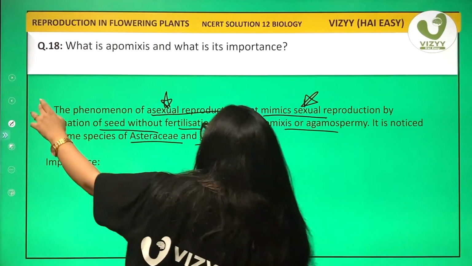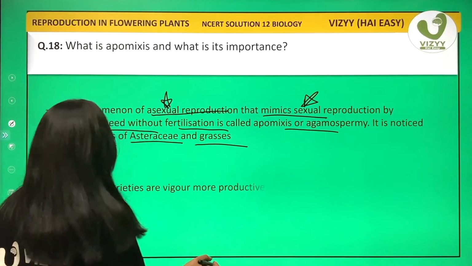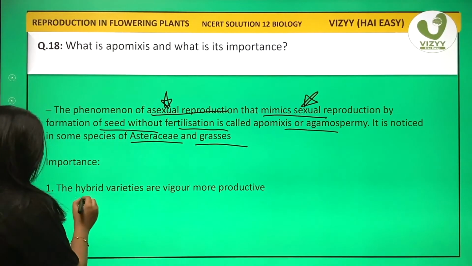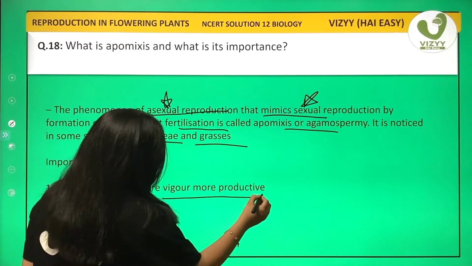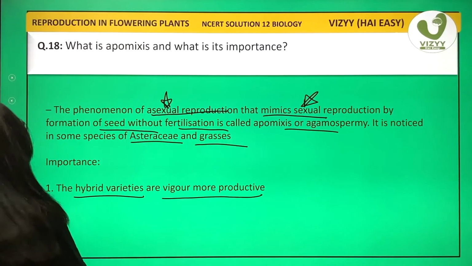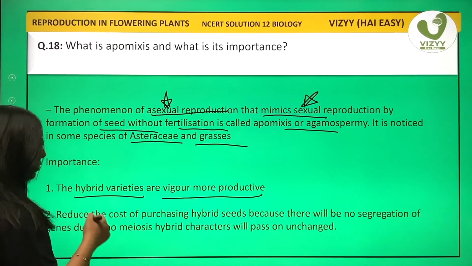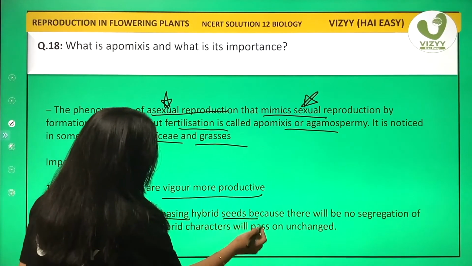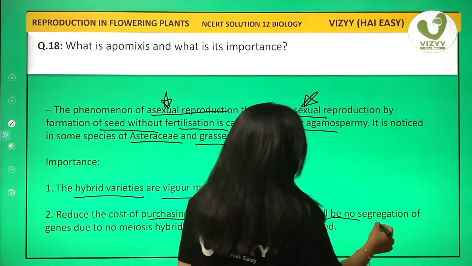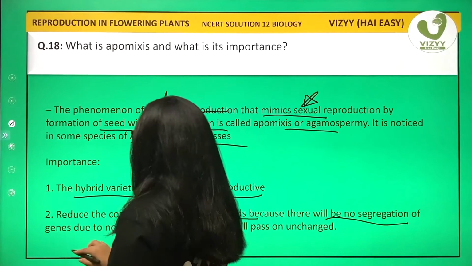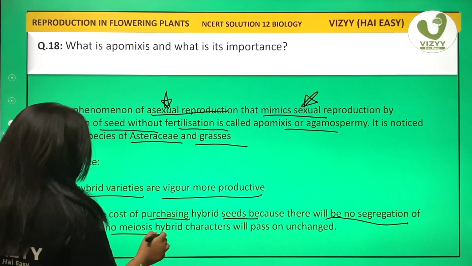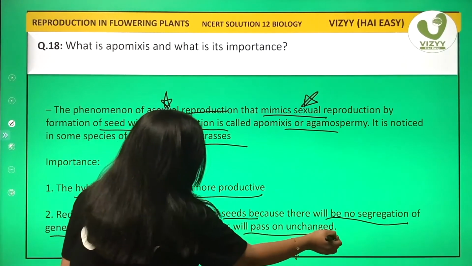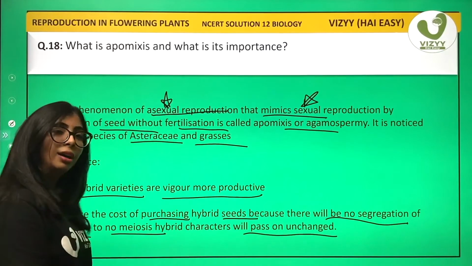Importance will be to form hybrid varieties in a quicker and more productive manner, and to reduce the cost of purchasing hybrid seeds, because there is no segregation of genes due to no meiosis, so the hybrid characteristics will pass on unchanged.